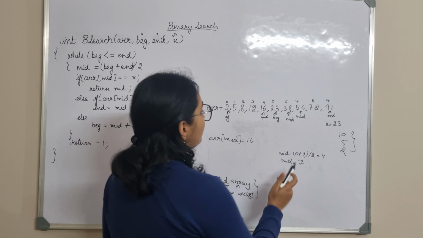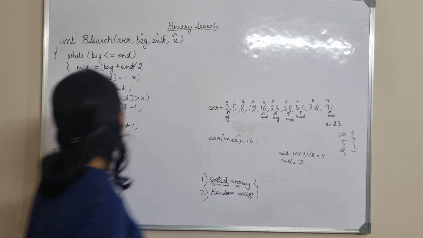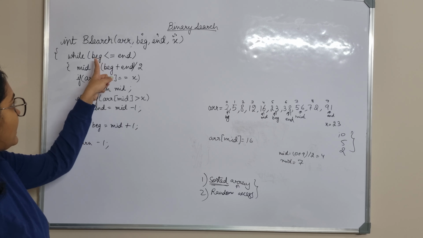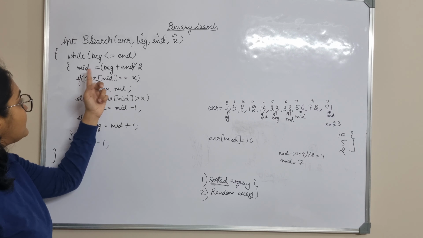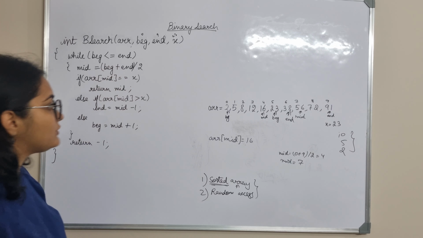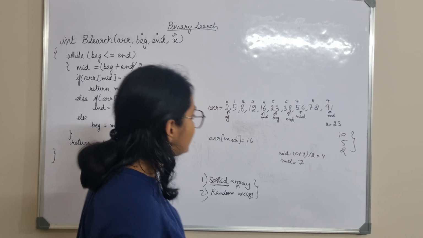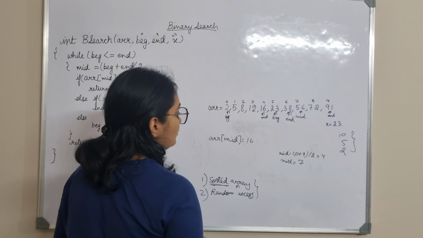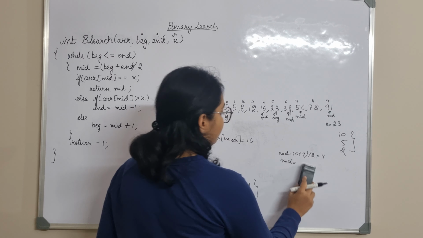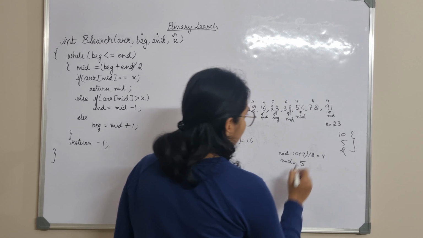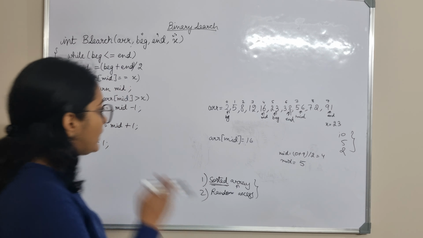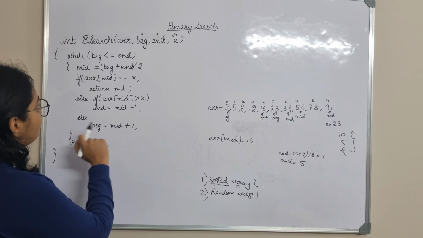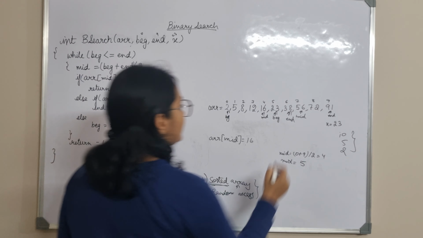Okay. So now beginning is this, end is this. Now again, while beginning is less than or equal to end, 5 is less than or equal to 6, the loop continues. Mid is equal to beginning plus end by 2. 5 plus 6 is 11. 11 by 2 is 5. So mid is equal to 5.